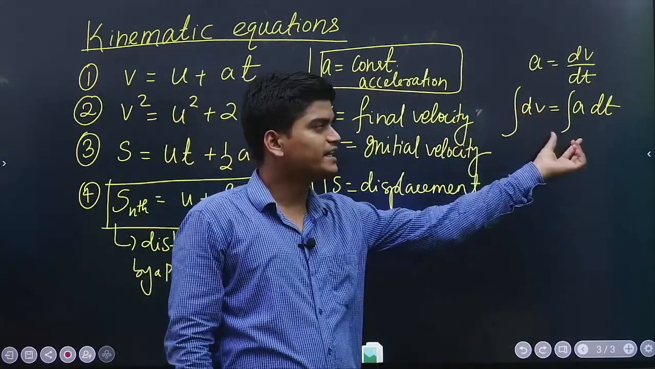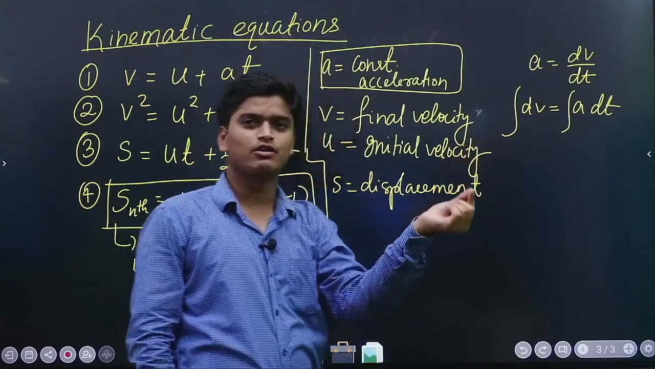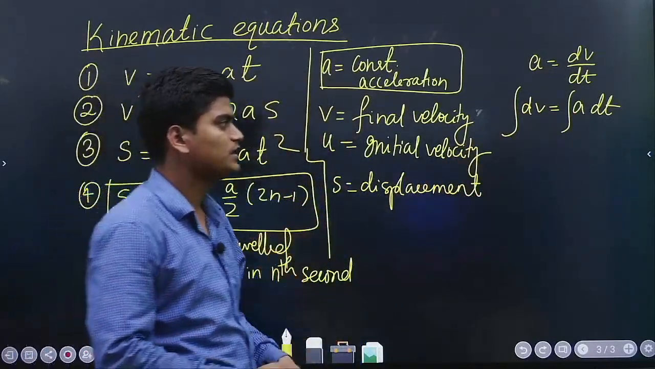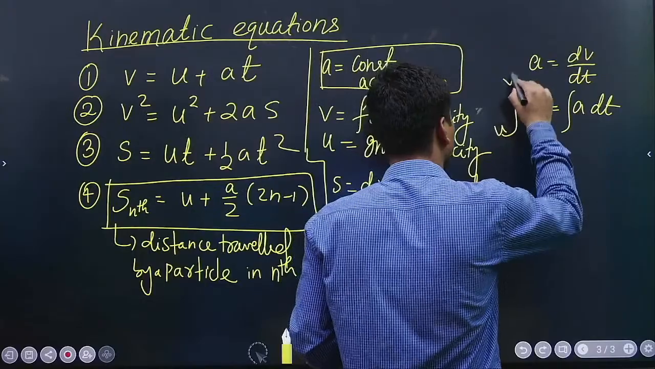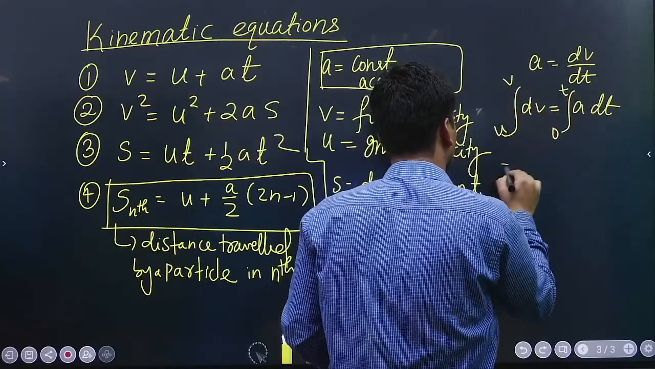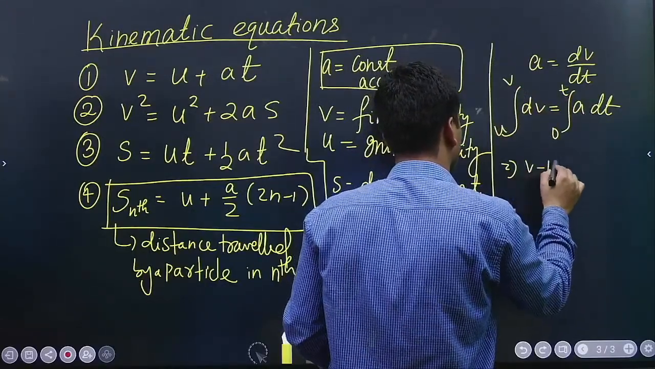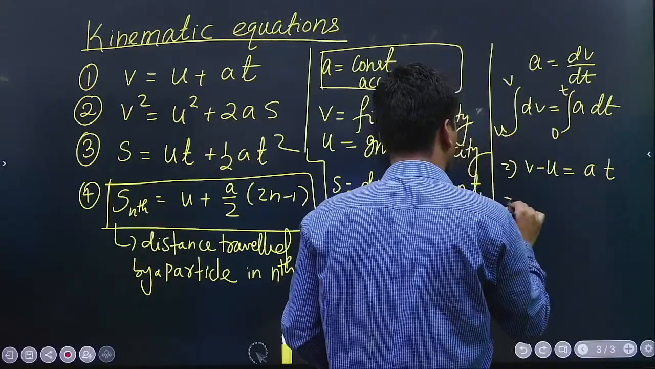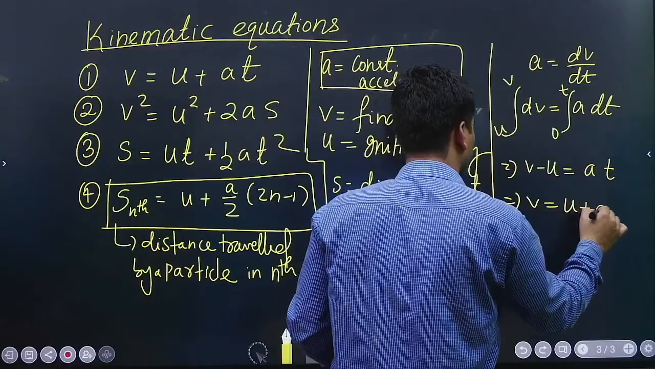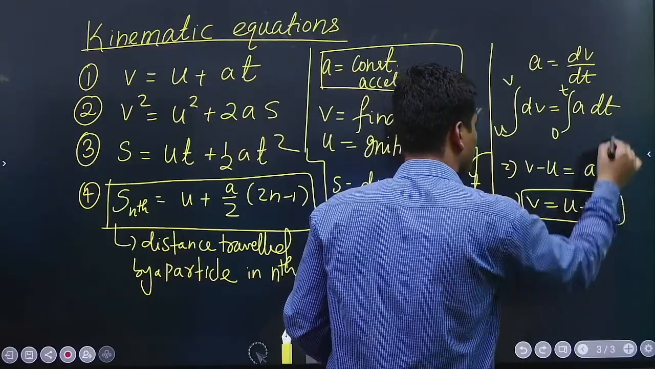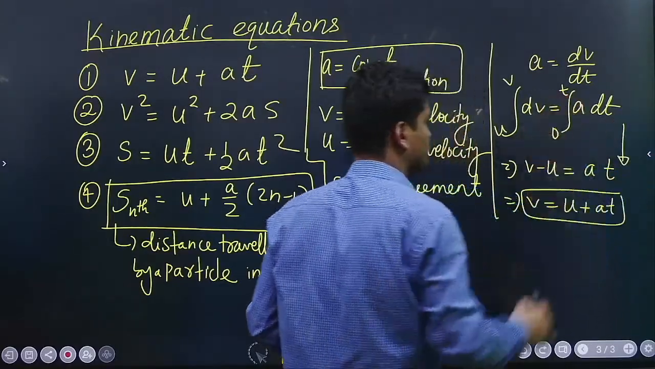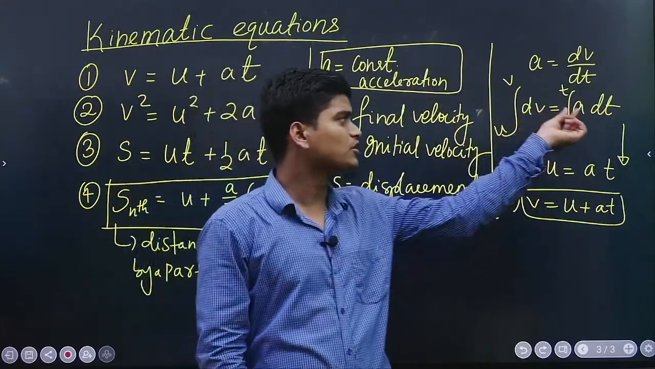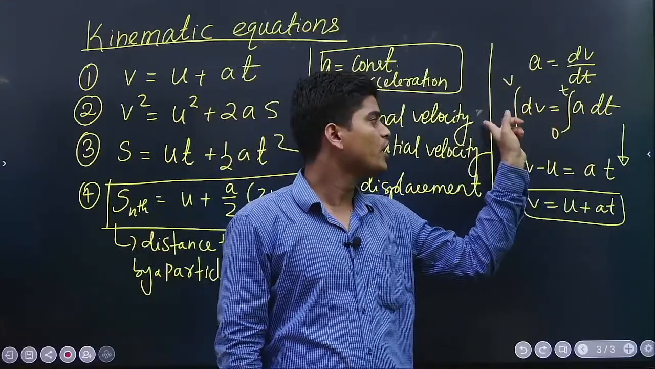When you do this integration, if a is constant, a comes out of the integration. Then you take limits from u to v and 0 to t. So we write v minus u equal to a, the constant, coming out, and the integral of dt is t. That gives v equal to u plus at. This happens when acceleration is constant. But if acceleration is not constant, simply do the integration and put in the limits.